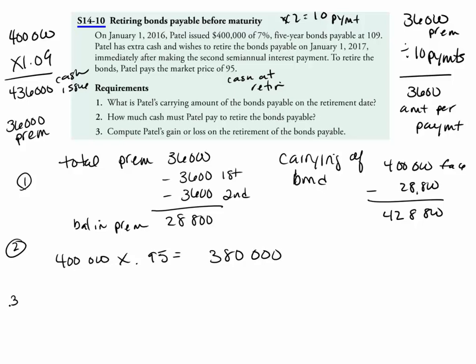So the difference between what they paid to retire it and what it's worth, the carrying amount $428,800, minus the market value, or what they paid to retire it, means they had to pay less than it's worth, so they had a gain of 48.8.